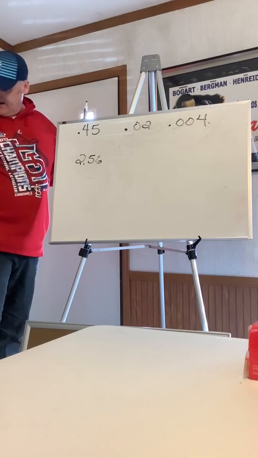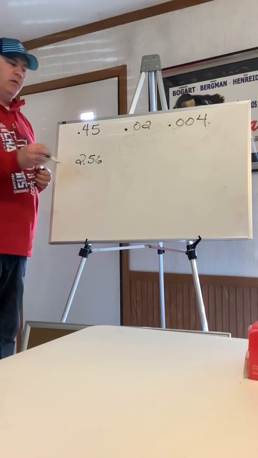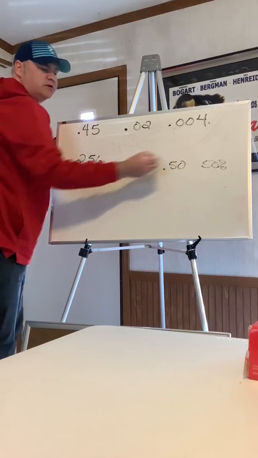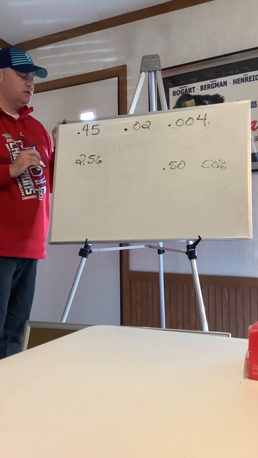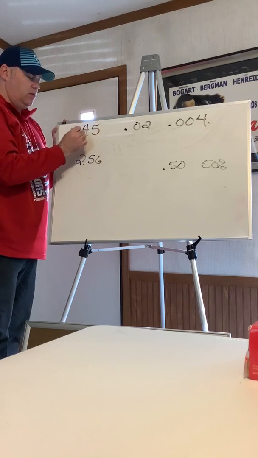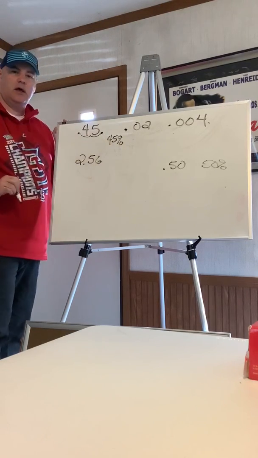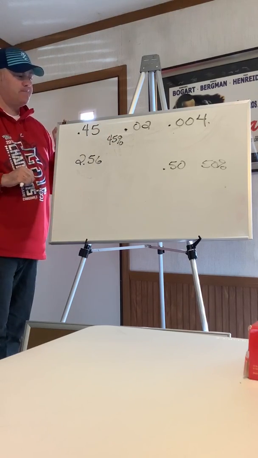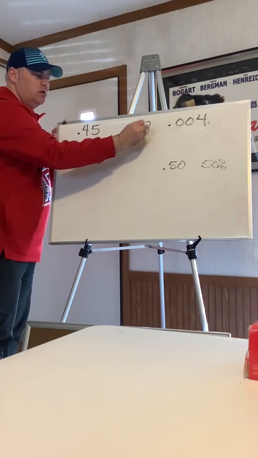If I need to put these in percents, remember when we took 50 cents and moved it to 50%, we moved the decimal 2 times to the right. So let's do the same thing here. Move the decimals 2 times to the right. Moving it once, moving it twice, we get 45%. So 0.45 becomes 45%. What about 0.02? Well, move the decimal twice, 1, 2, we get 2%.